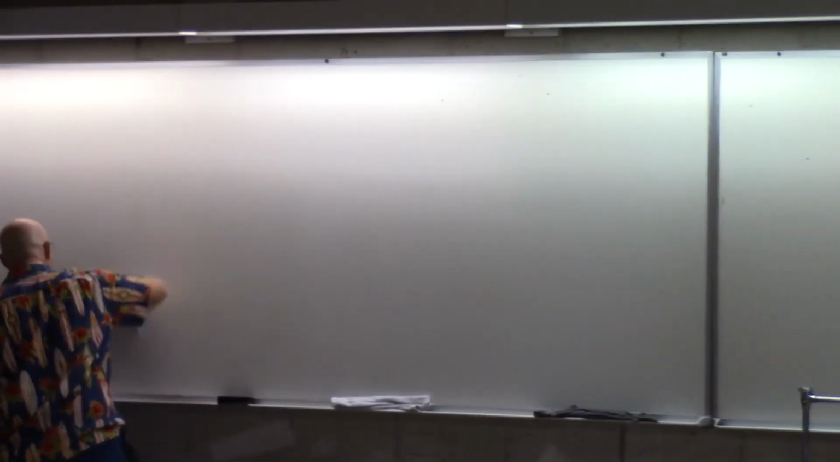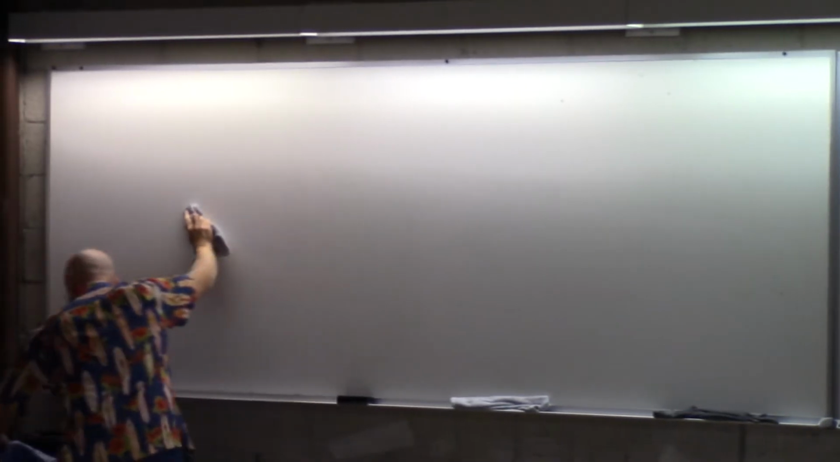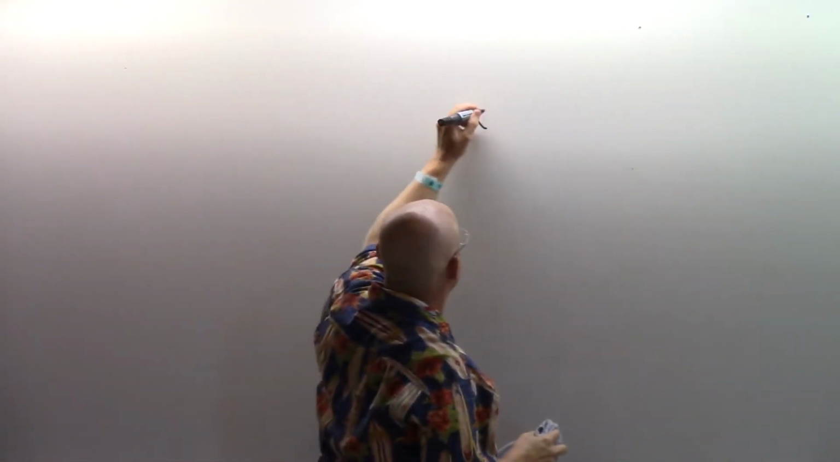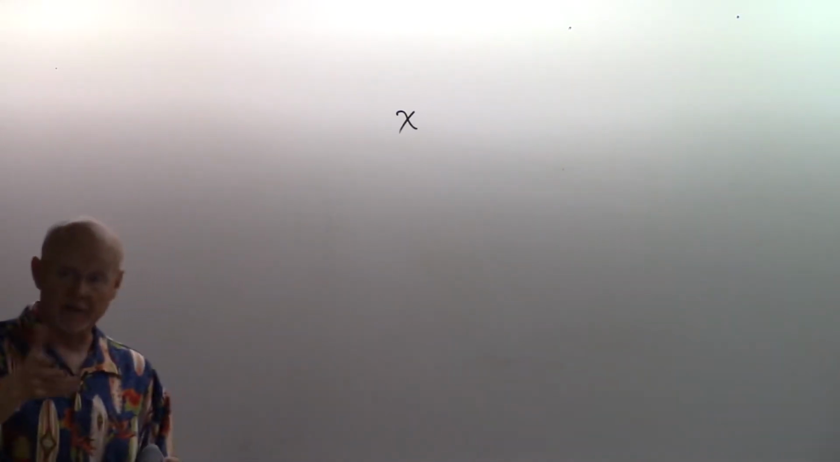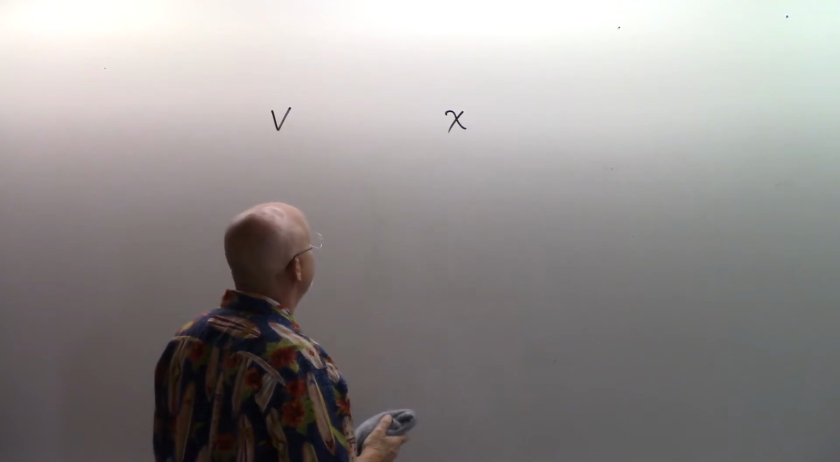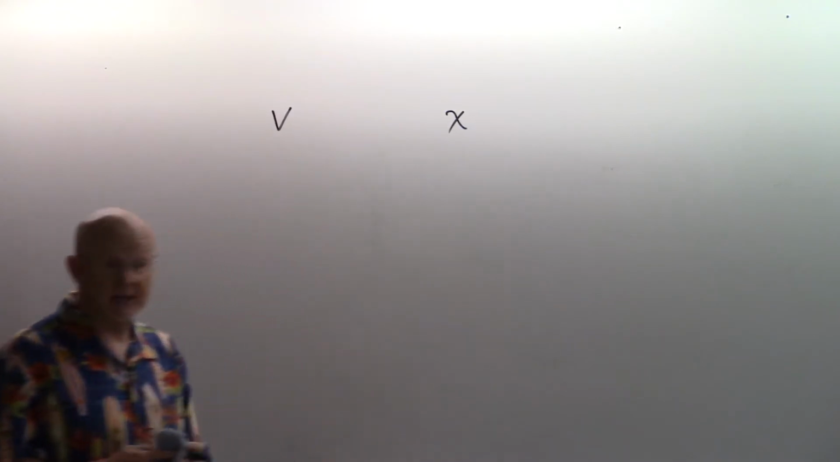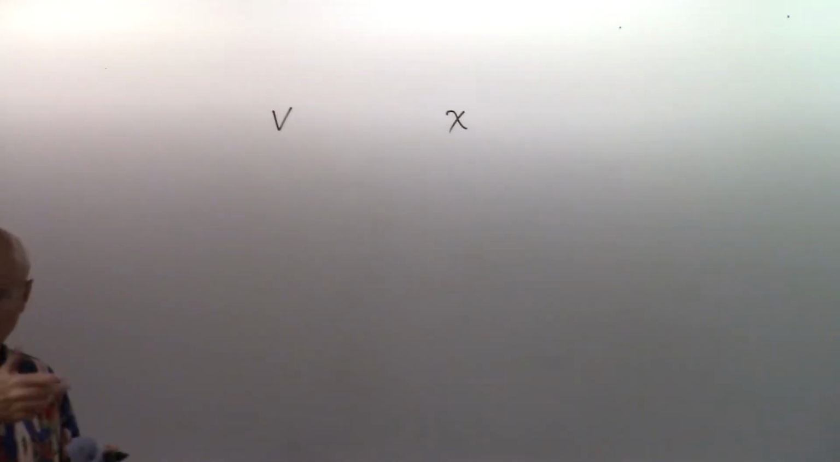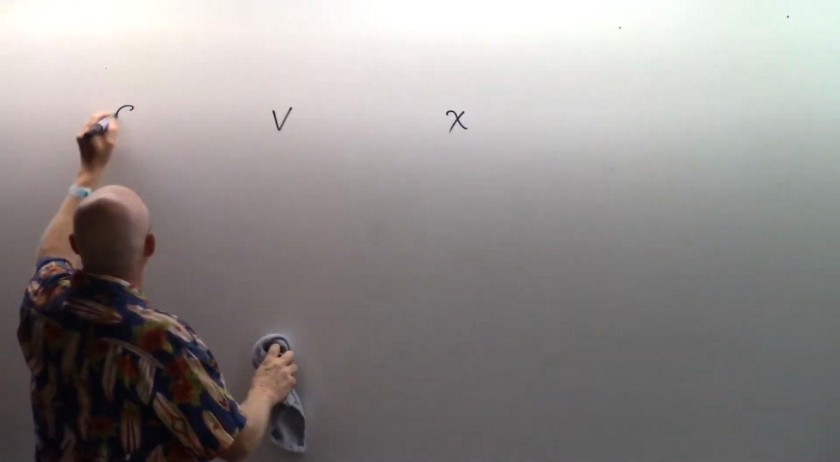For this last hour in this chapter, I guess we've been talking about x, the position of an object, v for velocity of the object, that's the rate at which it changes its position. And then more recently, we've been talking about the acceleration of the object, which is the rate at which its velocity changes.